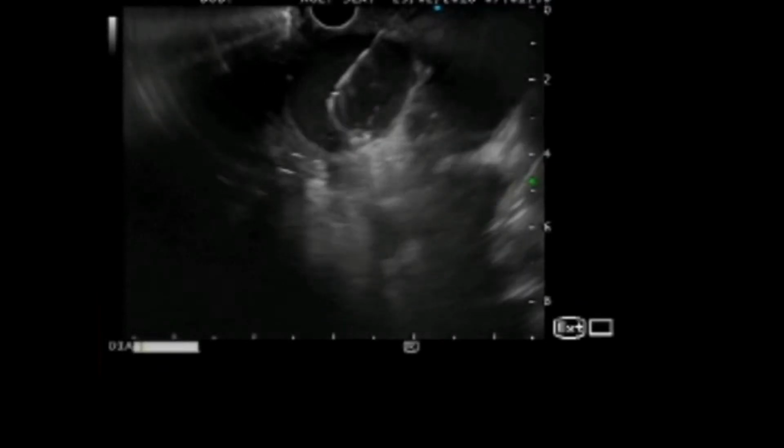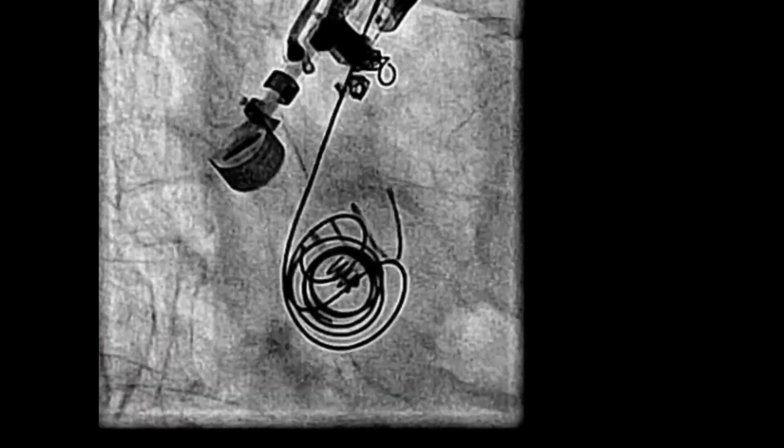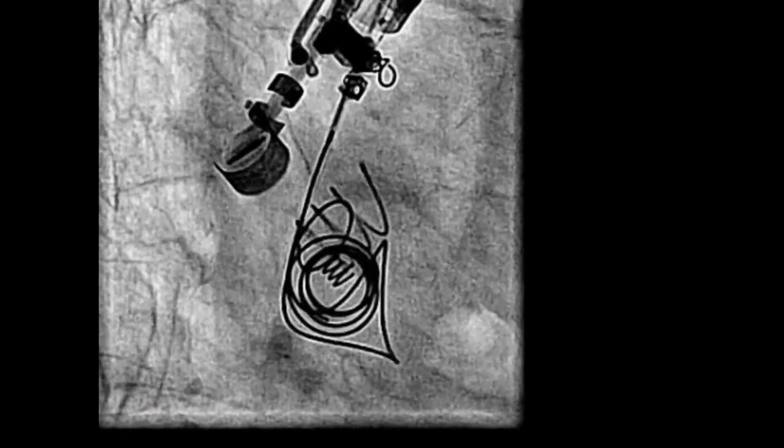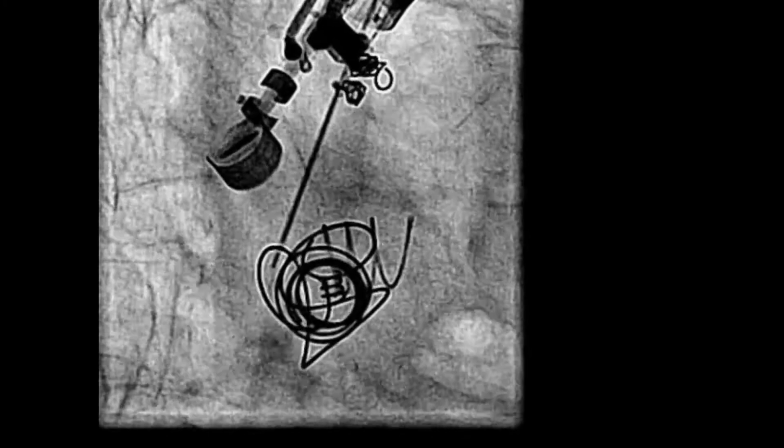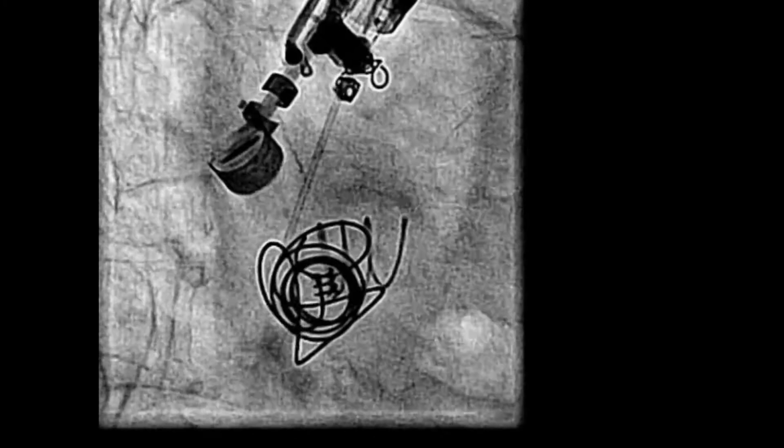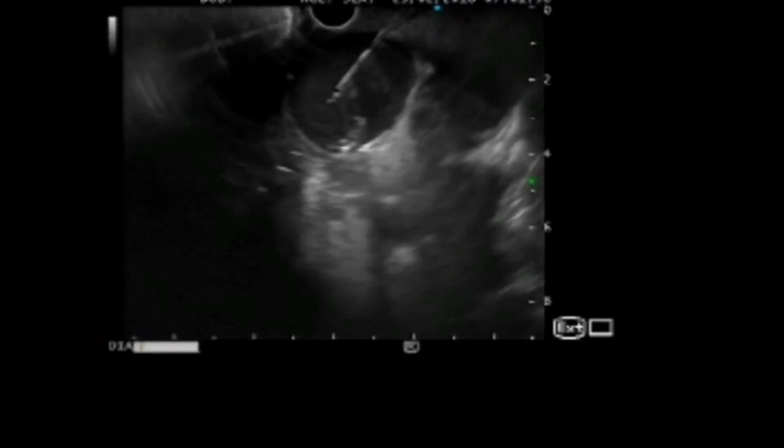Now I am placing the third coil. I'm gently advancing the coil with the help of a stylet. So you can appreciate these hyperechoic strands, and the same you can see under the fluoro, how beautifully they are looking.